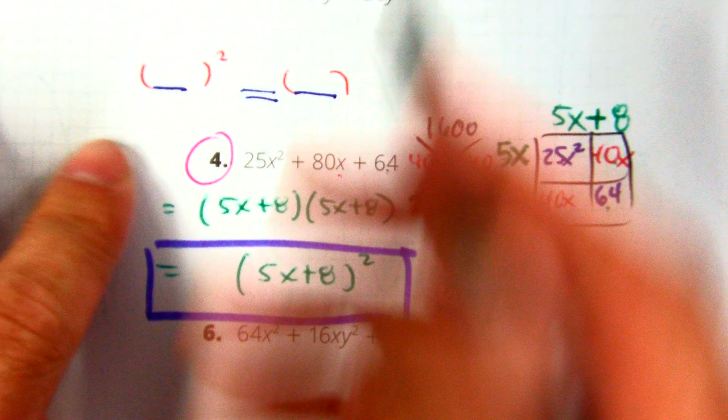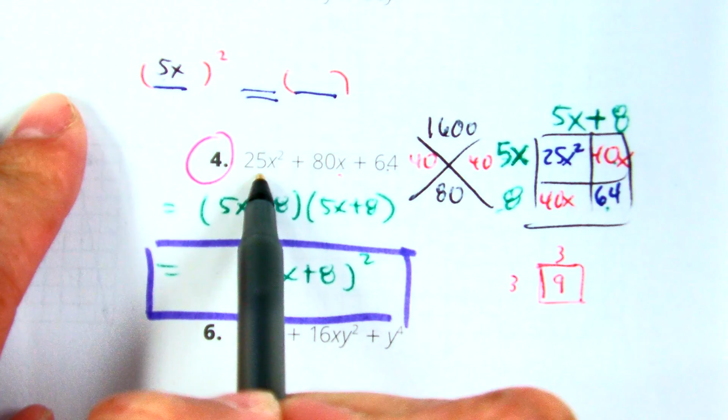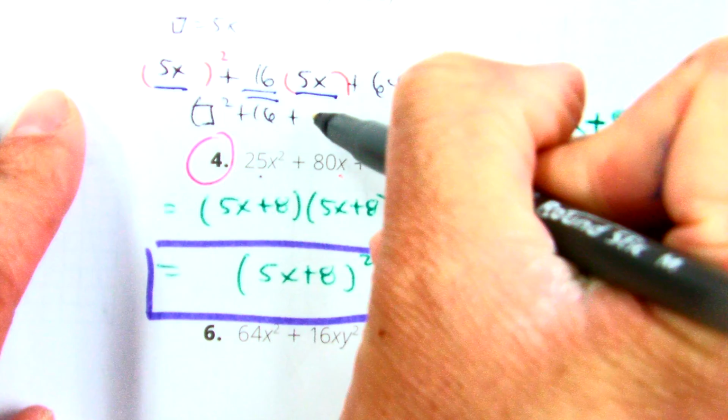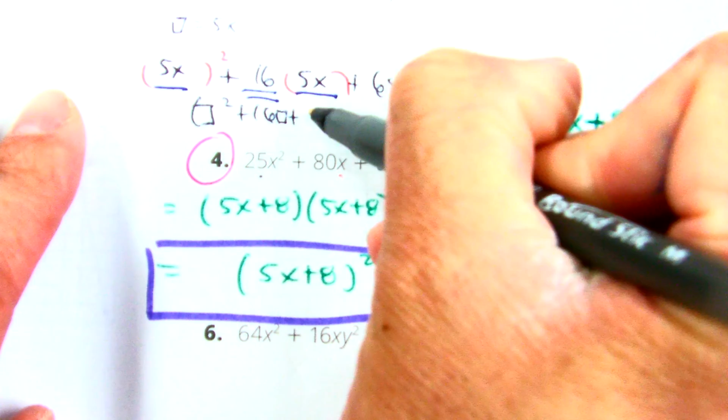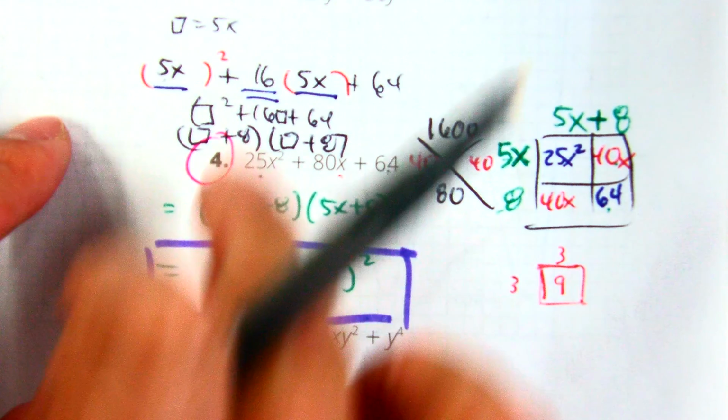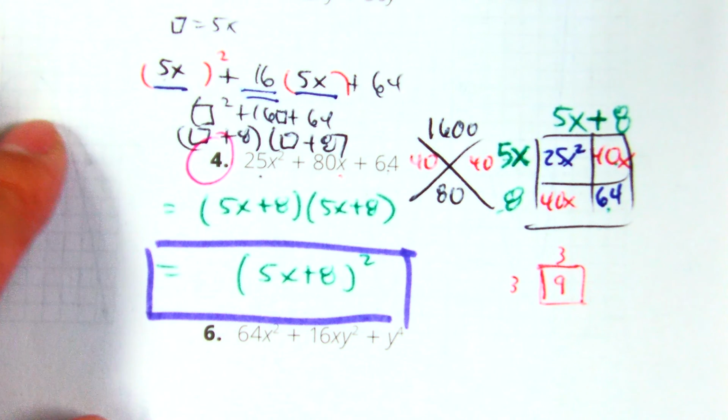Class, what number goes there? 5x, because 5x squared gives us 25x squared. And 5x times what? 16. 64 is the same. Your substitution is 5x. You're going to get box squared plus 16 box plus 64. And that'll give you box plus 8, box plus 8. And then you just do your substitution of 5x. Does that make sense? So chunking would have been really good if you recognized that it did work in that problem. Good job.